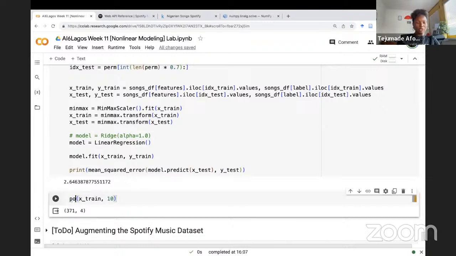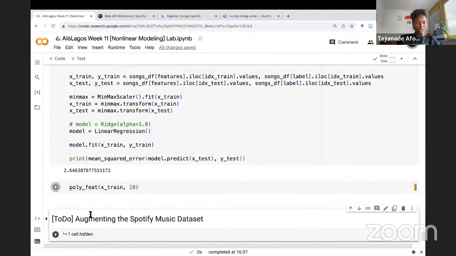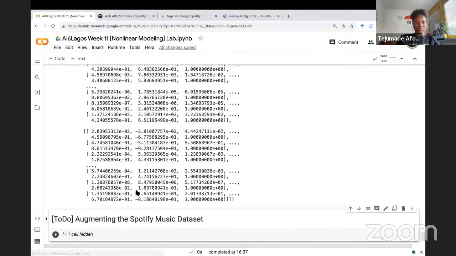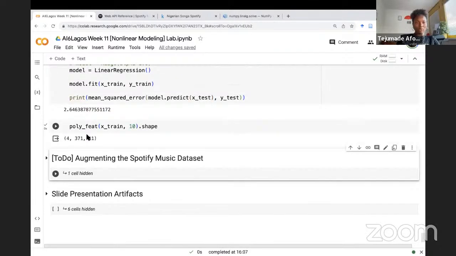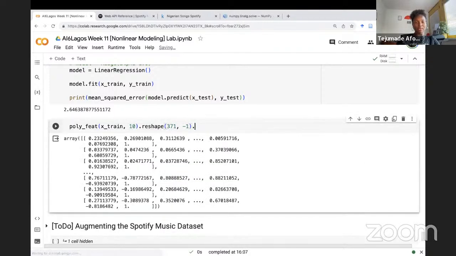What did we call it? Polynomial, not RBF. Polynomial feature, right? I think that should be okay. Yeah, so you can just wrap this into polynomial feature. So your 10 will become this 11, and so I think now you have to reshape it, right? Reshape to be 371. So you collapse everything.